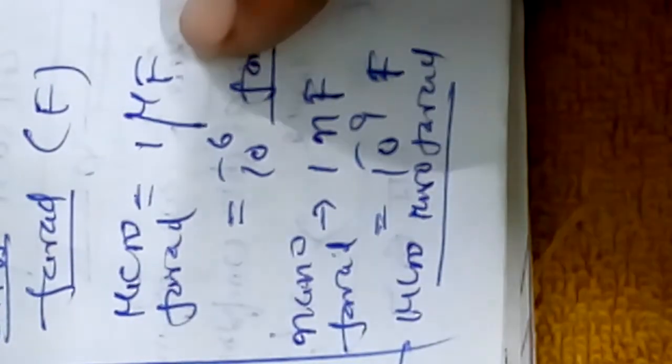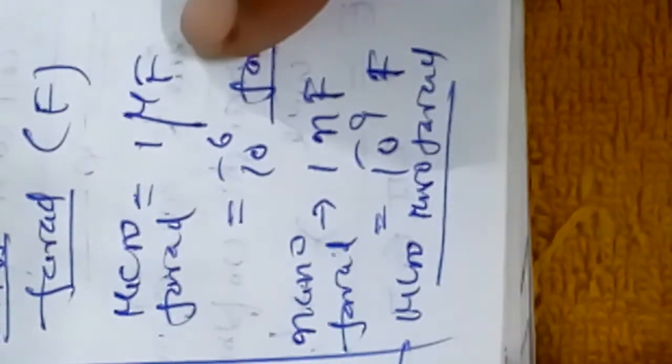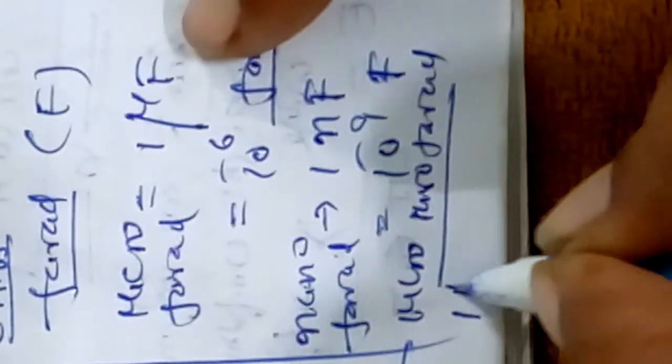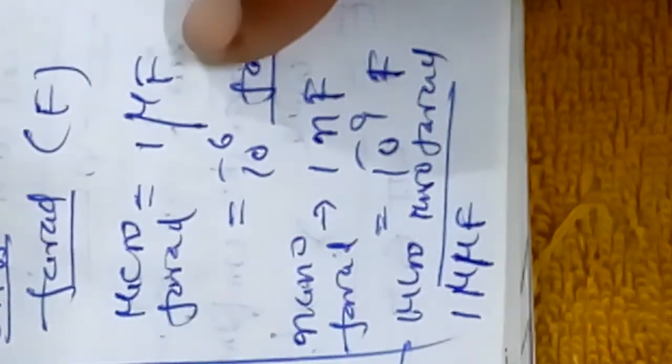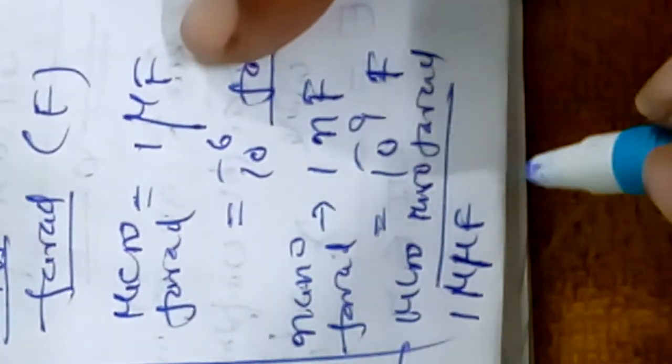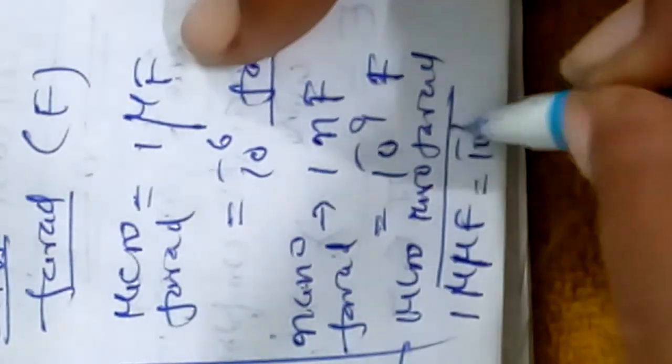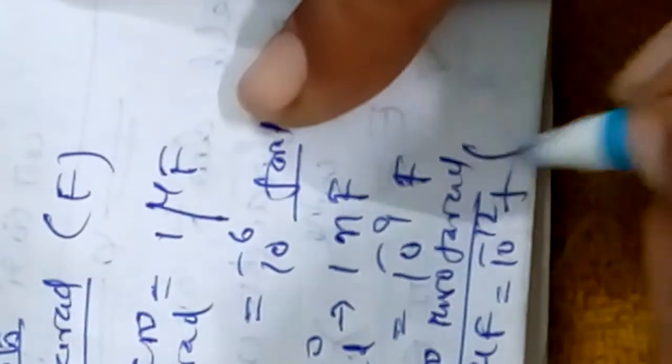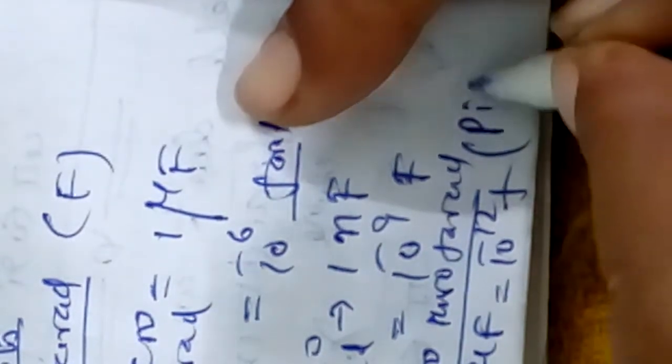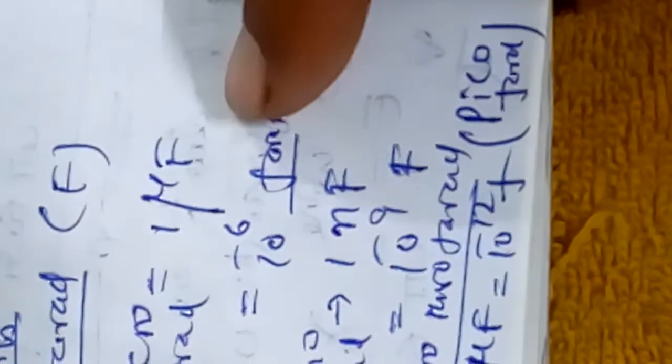Interestingly, sometimes we use an even smaller unit. How do we write it? We write 10 power minus 6 times 10 power minus 6, that is 10 power minus 12 farad. This is what is termed as picofarad. So this is how we measure the capacitance. Okay, let us go further.